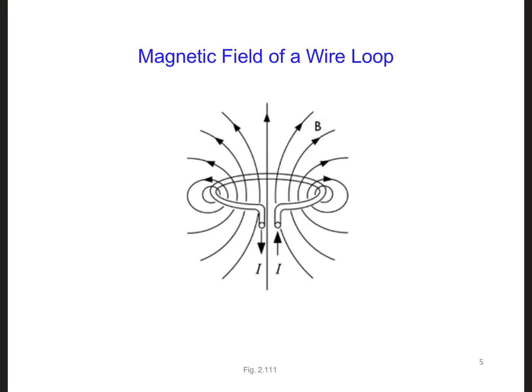And this is a nicer picture of what it would look like. So the B field in the center is stronger. And a question though is, can we increase it even more? Well, we're not really limited to just having one loop. Maybe we can have a whole bunch of loops all stacked on top of each other.